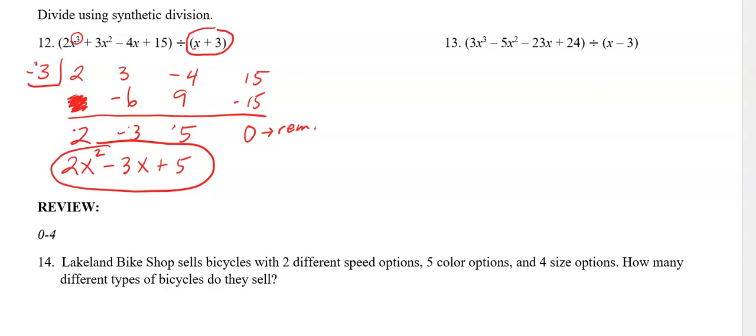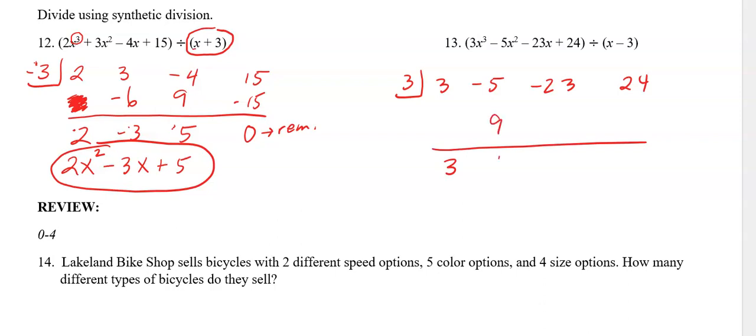Number 13, I'm going to put positive 3 in the house. And then 3, negative 5, negative 23, positive 24. Be careful that you don't skip over, but we don't in this case. 3, 2, 1, constant. Bring down the first number. 3 times 3 is 9. Add. Always add with synthetic division. 4 times 3 is 12. Add those. Negative 11 times 3 is negative 33.